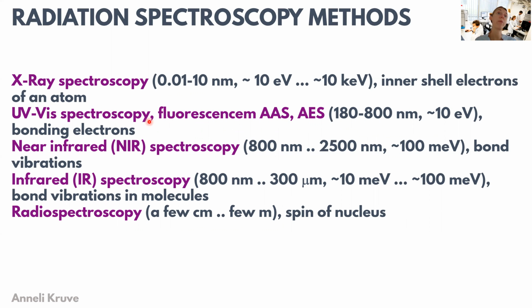Ultraviolet spectroscopy, visible spectroscopy, fluorescence, as well as atomic spectroscopies are dealing with bonding electrons. So the electron excitement niveaus are being used to generate these spectra in these spectroscopies. In near-infrared spectroscopy, we are dealing with the vibrational energy niveaus of the compounds. So we are studying how the molecules vibrate in the media.